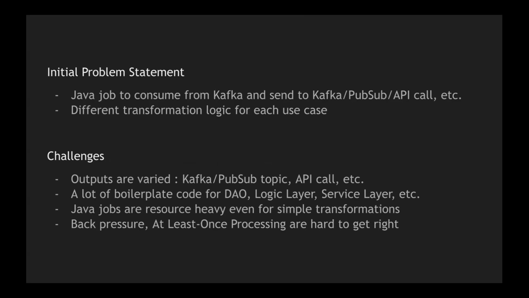Now writing it in Java was basically a hassle. The challenges were, again, that the output can vary and there is a lot of boilerplate code. For every different output and input, I had to write a separate class in Java. Then I'd have to couple them, the integrations, and the same delivery guarantees. I cannot provide delivery guarantees for every output by default; I will have to write separate logic for each of them. Then again, Java jobs are resource heavy. They are costly compared to a normal Golang job.